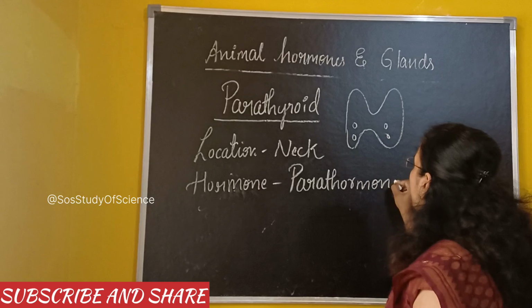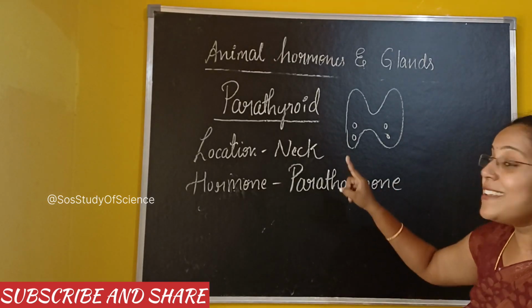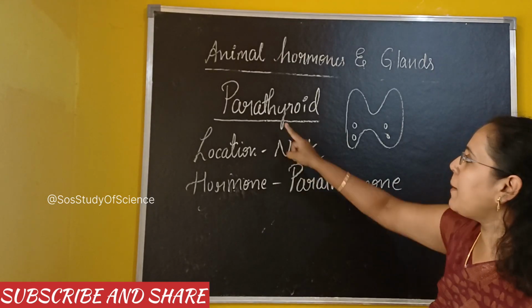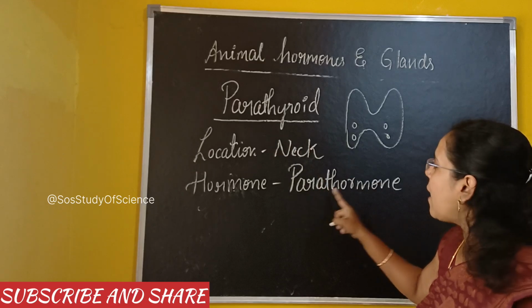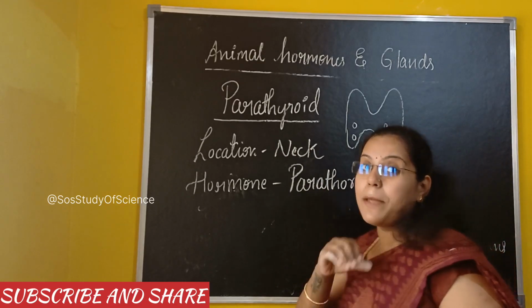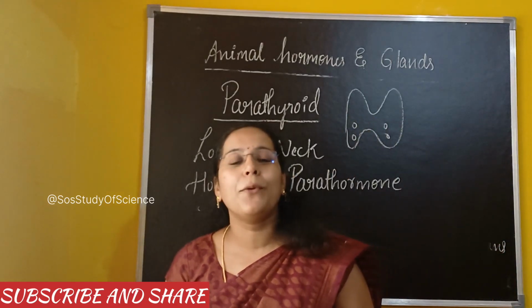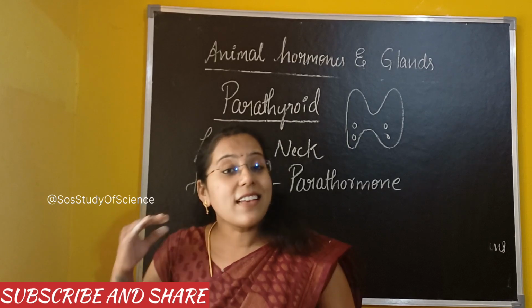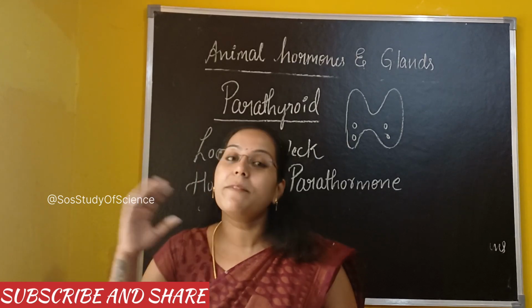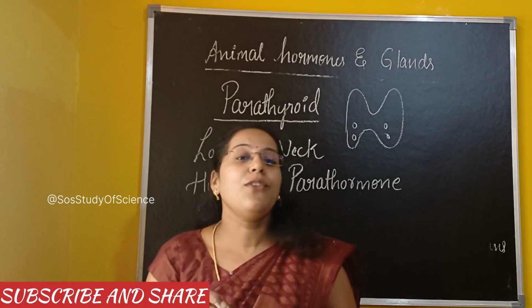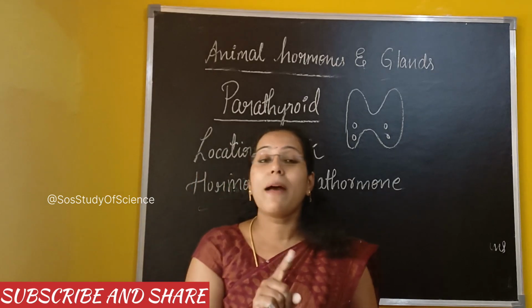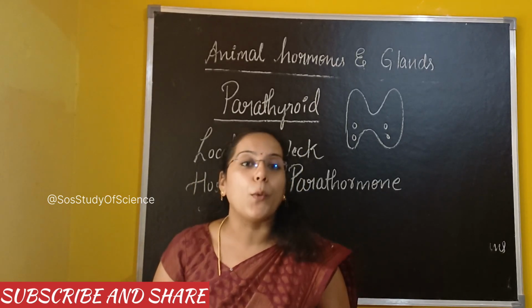Parathormone. This is the name of the hormone which is released or secreted by the parathyroid gland. What is the importance of the parathormone hormone in our body? This parathormone, which is released by the parathyroid gland, will regulate the calcium and phosphorus levels in the bone.